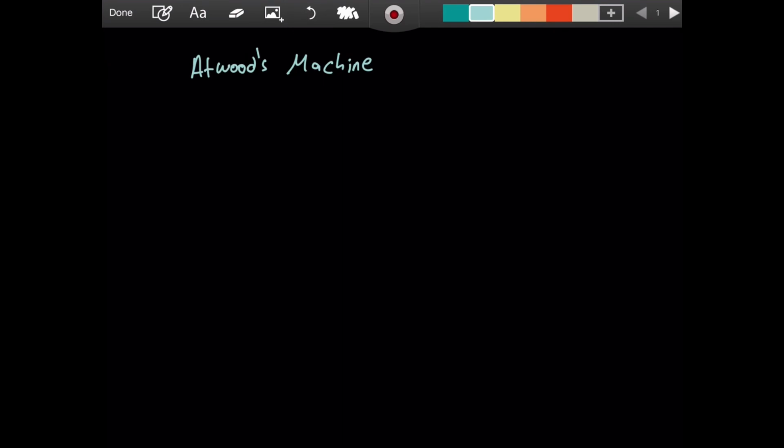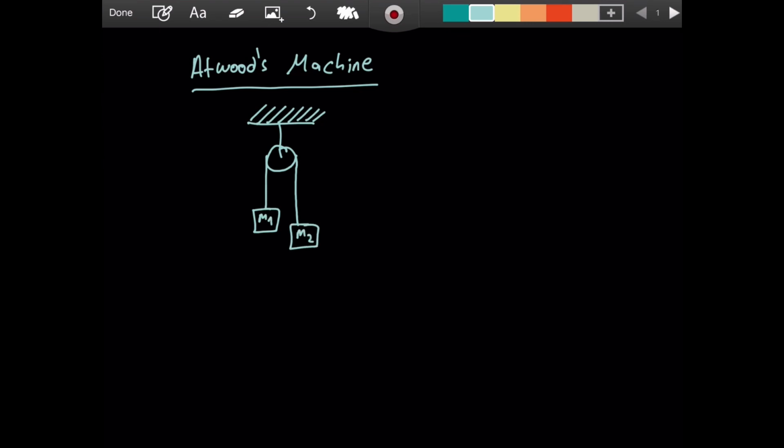Alright, what is an Atwood's machine? It is basically a pulley system. So let's say we have the wall, not the wall, I mean the ceiling, and then there is this pulley. There will be masses hanging from both sides. We have M1 and we have M2.